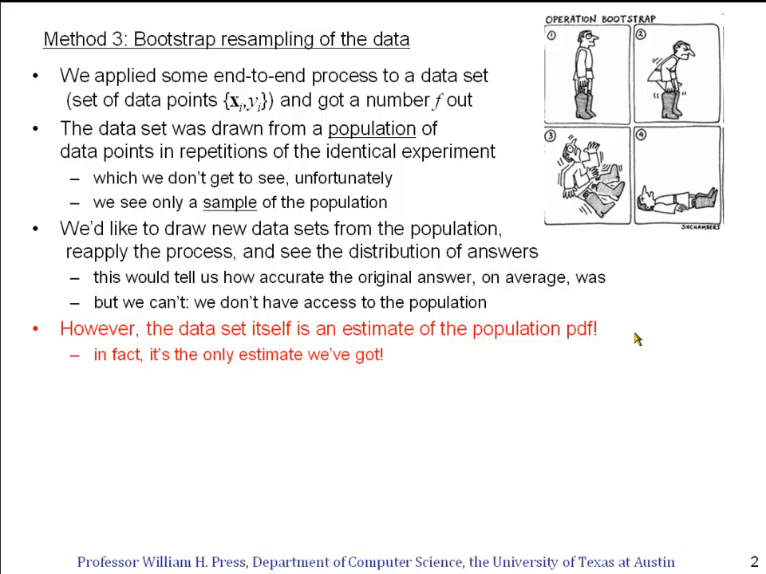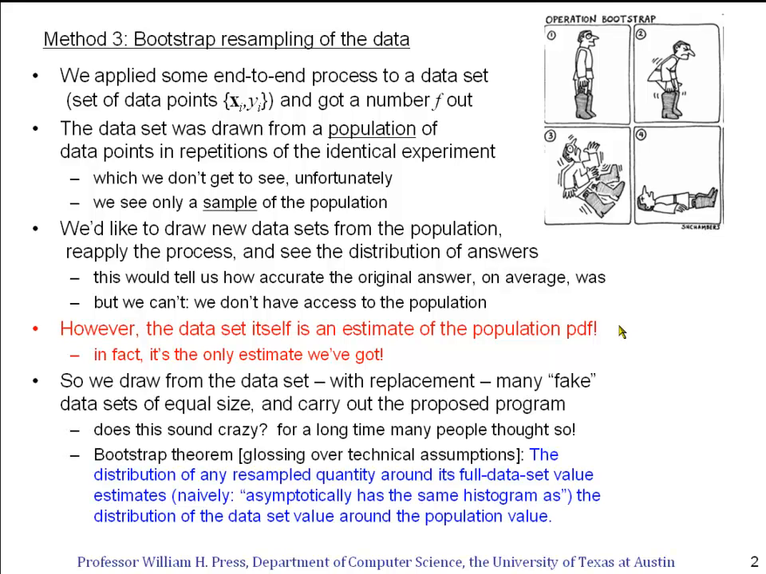However, and here's the key idea in bootstrap resampling, the data itself is an estimate of the population PDF. In fact, the data itself is the only estimate of that population that we're ever going to get. So let's think about whether we can exploit it in some way. In bootstrap resampling, we use the one data set we have to construct many fake data sets of equal size and pretend that they are drawn from the population.